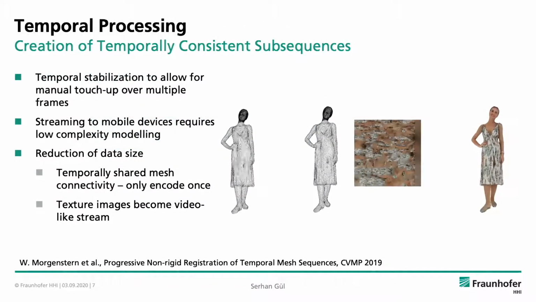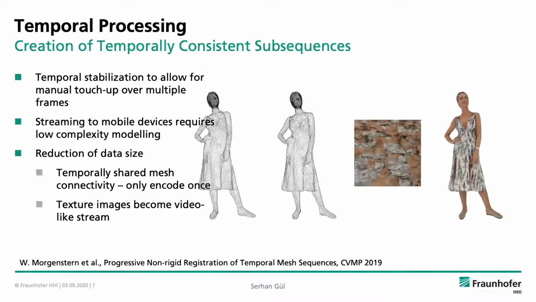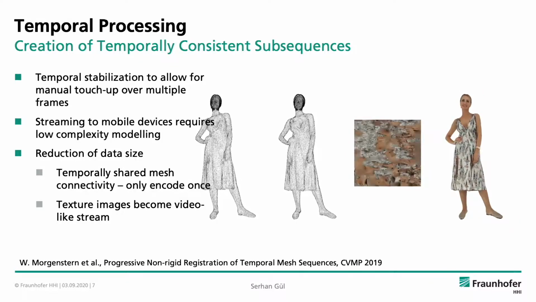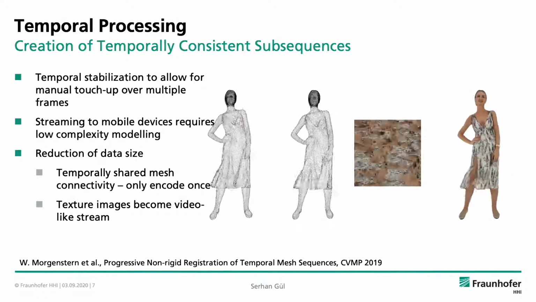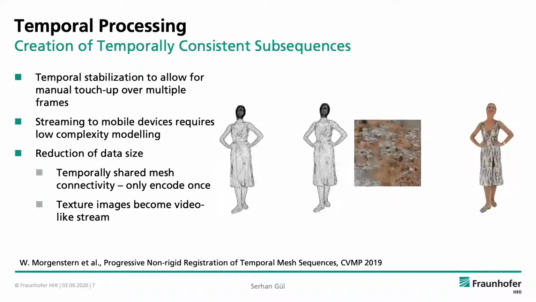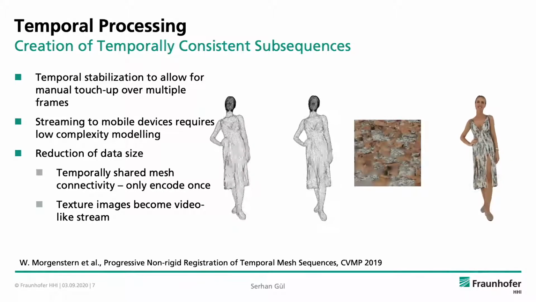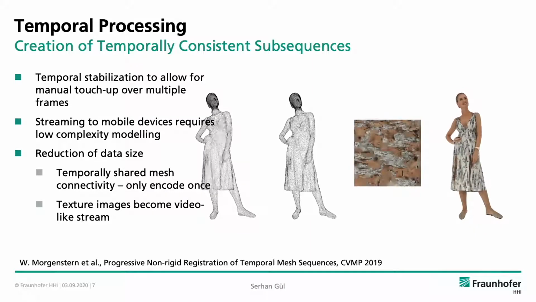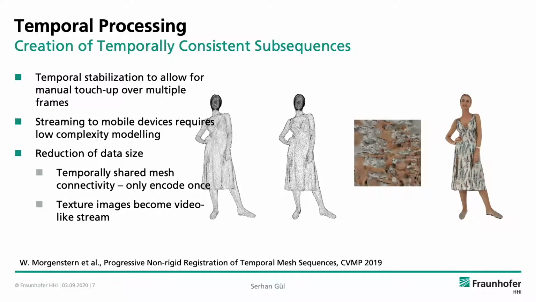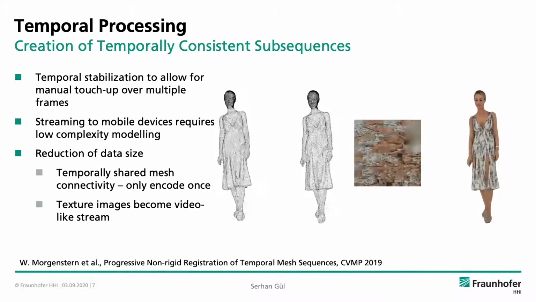In the first step, temporal processing, we create temporally consistent mesh subsequences, which are basically groups of frames that share the same connectivity information. This has several advantages. First of all, this allows manual editing of textures and corrections of geometry over multiple frames. Also, we achieve a low complexity model, which is good for streaming to mobile devices. And also, we reduce the data sizes due to the temporally shared mesh connectivity. So we only need to encode once for a mesh subsequence.